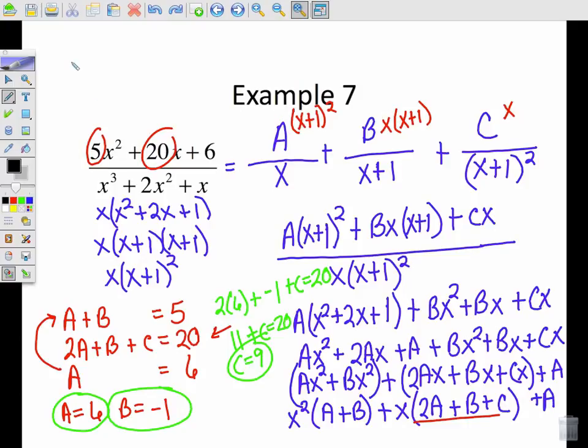So the equation is 6 over x, that's a. B was -1, so I can do -1 over x plus 1. And C is +9, so plus 9 over x plus 1 to the second. So right here, this is my final answer to the decomposition.